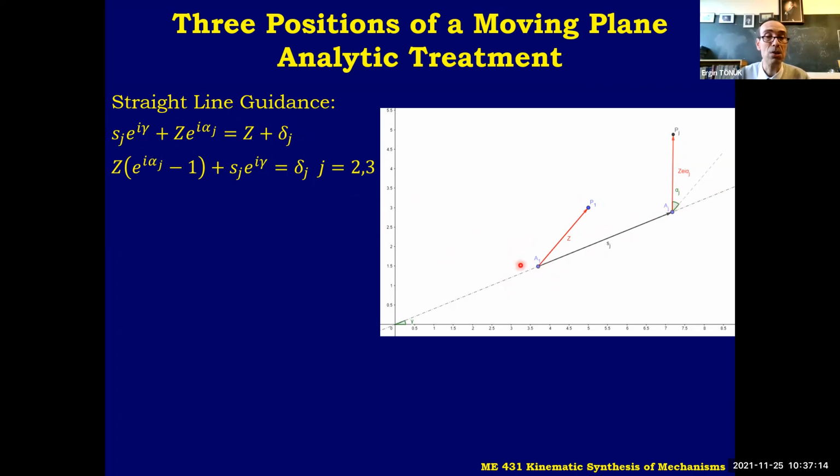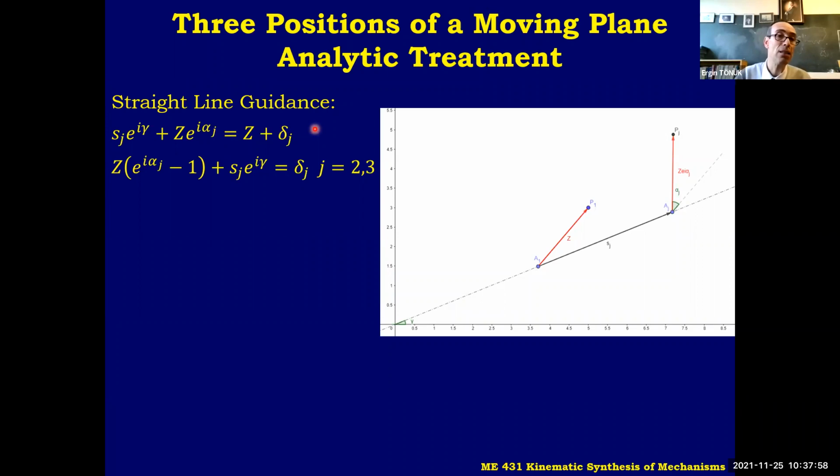In the displaced position, what I have is this unknown point A is going to move a scalar amount Sj along this slider whose orientation is gamma j, which may be specified or we may be free to select it, plus this unknown z vector is going to rotate while it's moving, z e to the I alpha j. So I'm still at this point. So this is how I derive the dyad equation for straight line guidance, similar to the previous derivation.